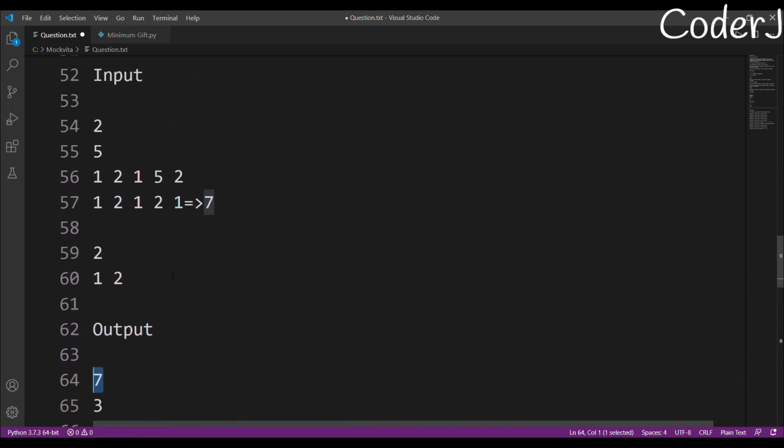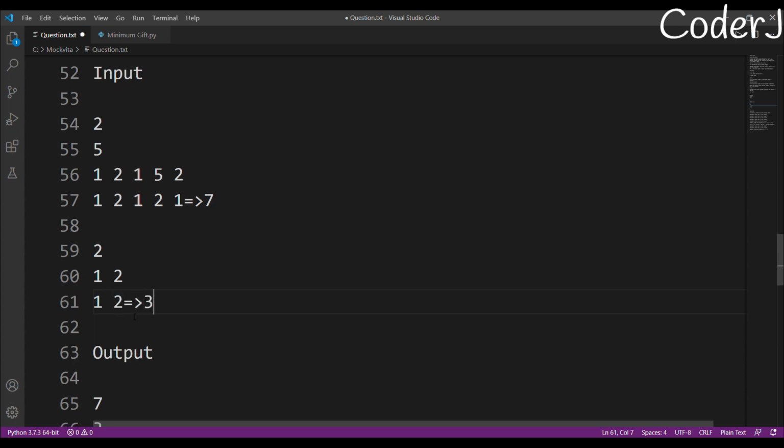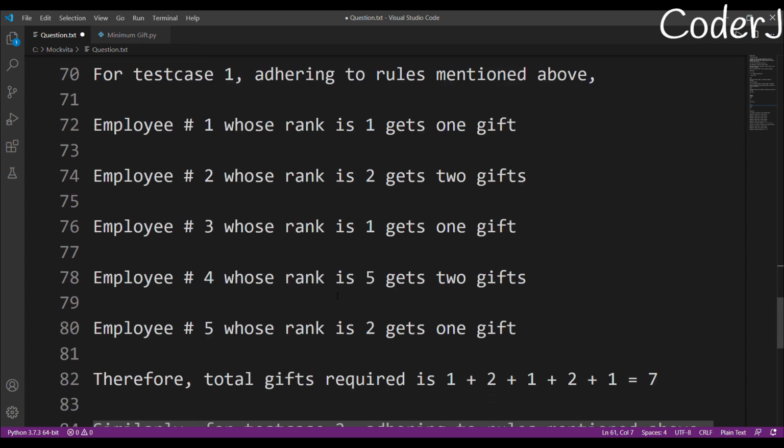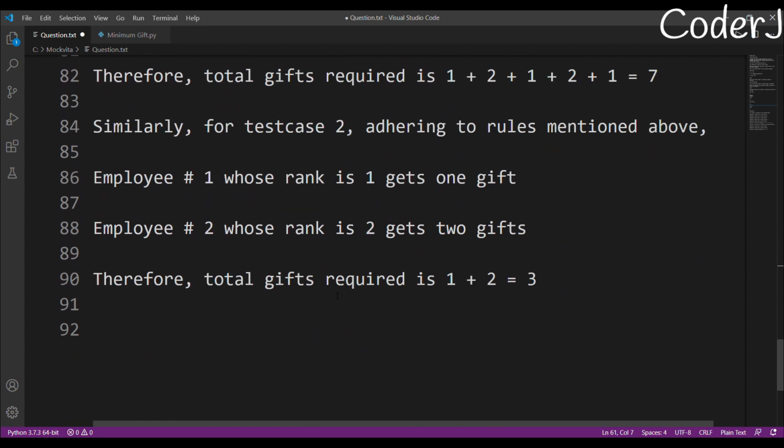Okay, then we try again. We look at the second test case. I'll try this approach again. Since this is the first element and it's the lowest rank, I'll just give him 1. Then I come to the next element. Is it greater? Yes, it is. So I give him 2 gifts. Okay, and I'll just sum up all these and I'll get an answer of 3. Yes, again it is correct. So we see we are having a correct approach, and then we just code it.